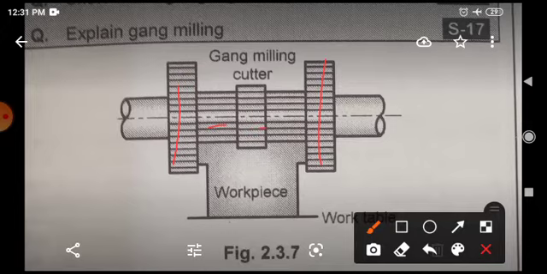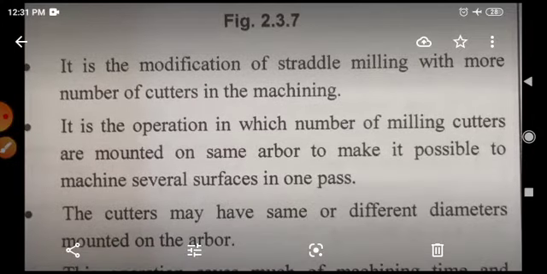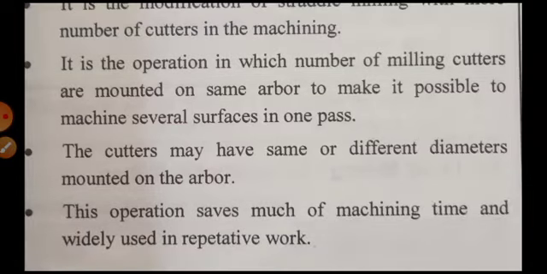This gang milling is used only in repetitive machining of workpieces. Let's see what more is given. It is a modification of straddle milling with a larger number of cutters in the machine. It is the operation in which a number of milling cutters are mounted on the same arbor to make it possible to machine several surfaces in one pass. The cutters may have the same or different diameters mounted on the arbor. This operation saves much machining time and is widely used in repetitive work.